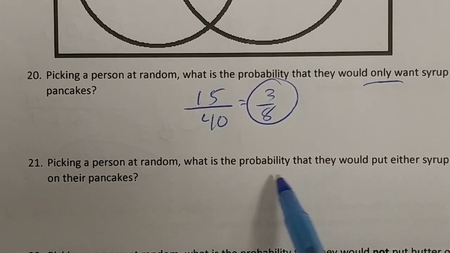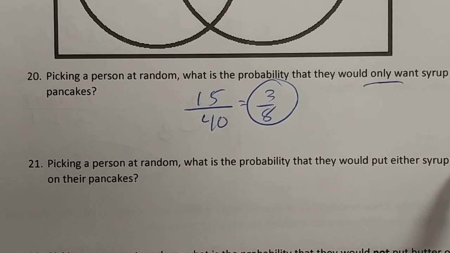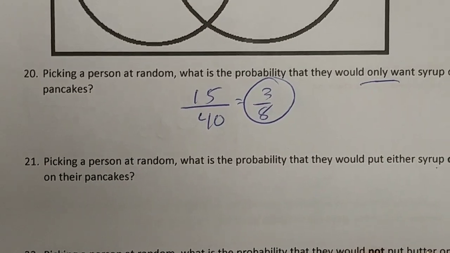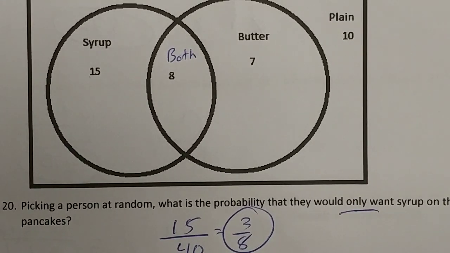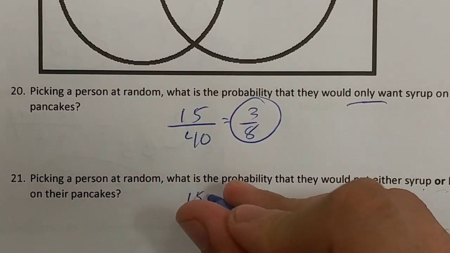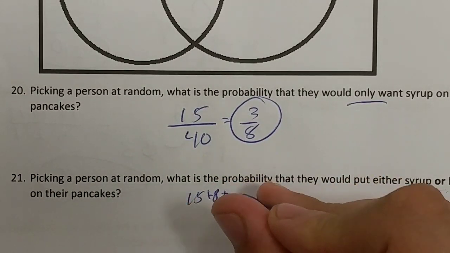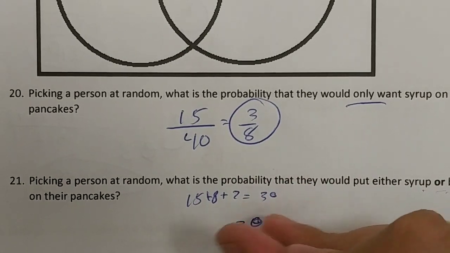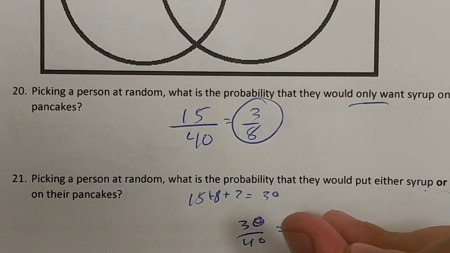Picking a person at random, what's the probability they put either syrup or butter on their pancakes? So either syrup or butter. When I say either syrup or butter, it could be both also, because it has syrup and butter. So that's 15 plus 8 plus 7. 15 plus 8 plus 7 is going to be 30. So 30 over 40 is 3/4.